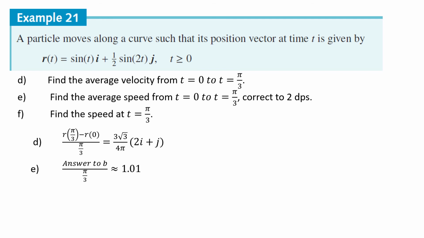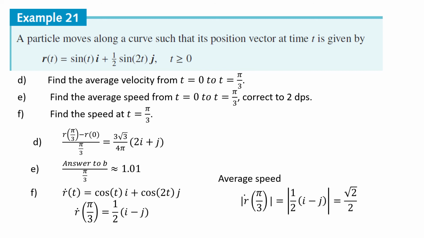Find the speed at t equals pi on 3. Of course, that's just the instantaneous speed. So we take our r dot function, we substitute pi on 3 into it, and we take the magnitude of that instantaneous velocity at time pi on 3. The magnitude of that is 1/2 times root 2, or root 2 on 2. There we go. Hopefully you guys are finding this okay.